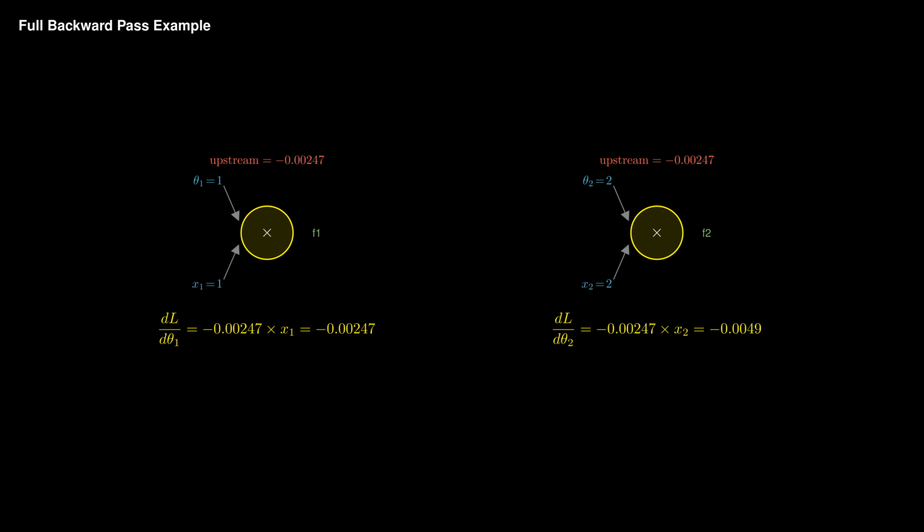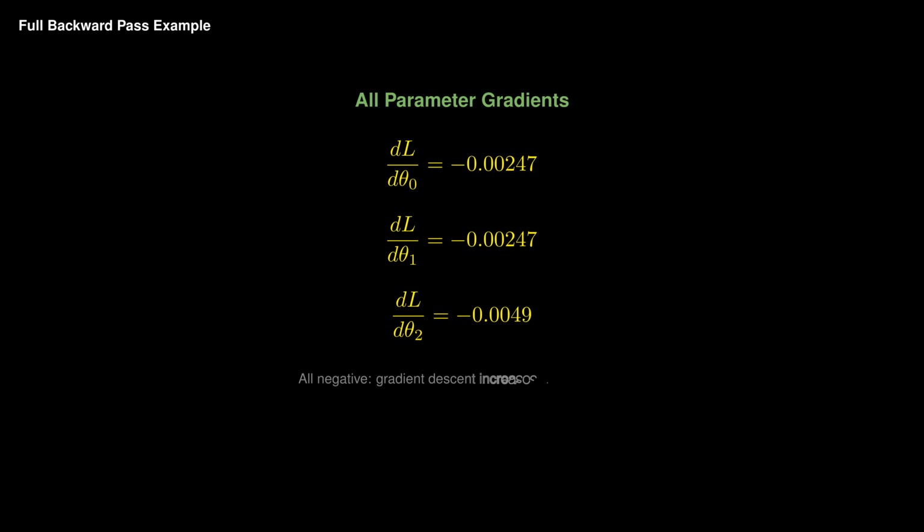dl by d theta 2 equals -0.0247 times x2, which is -0.0247 times 2, giving -0.049. Let's collect all the parameter gradients. dl by d theta 0 equals -0.0247. dl by d theta 1 equals -0.0247. dl by d theta 2 equals -0.049.